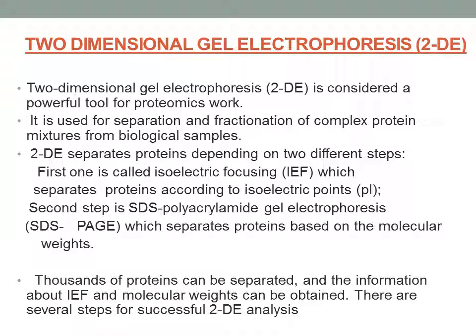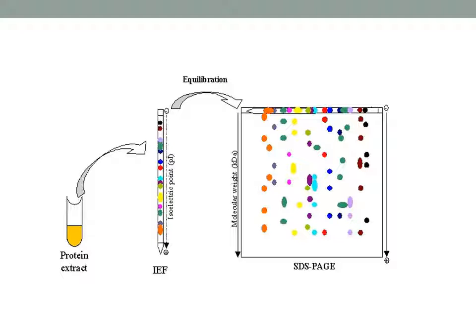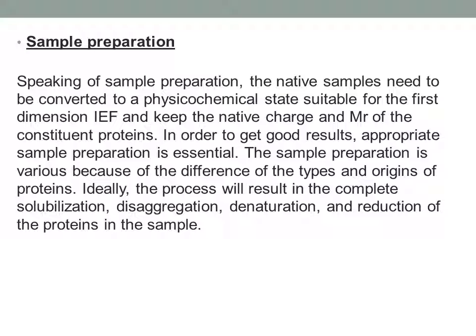Two-dimensional electrophoresis separates protein depending upon two different steps. First one is isoelectric focusing and second one is SDS polyacrylamide gel electrophoresis. First, the protein sample we have to separate is subjected to isoelectric focusing, followed by the SDS stage.